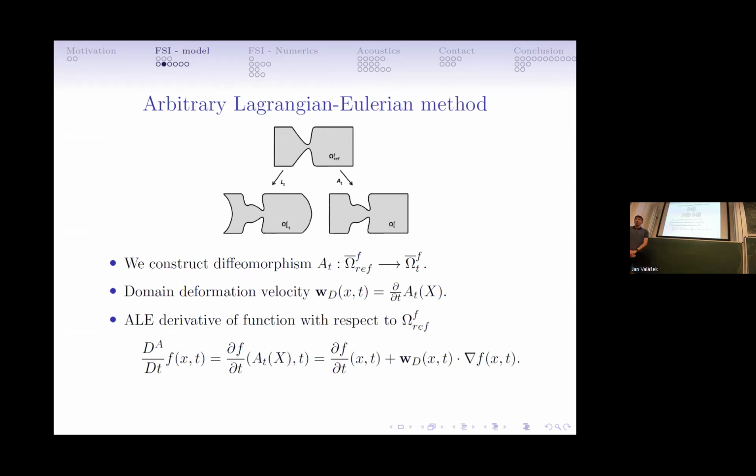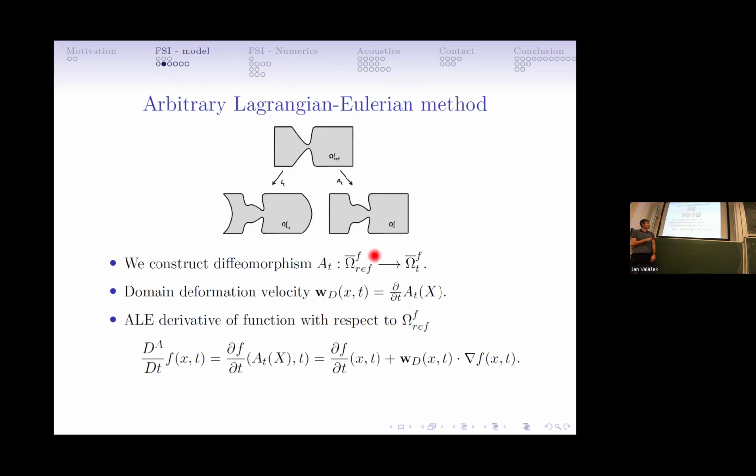Much more complicated to describe is the part concerning the fluid flow, because we have to deal with the deformation in time of this computational domain, and therefore we use the arbitrary Lagrangian Eulerian method. I hope you all know this, but basically we have to construct or find some diffeomorphism between the reference domain and the computational domain at time t, where all the boundaries remain fixed with the exception of the interface, where we need to map the reference domain to this one with the changed position of the interface.